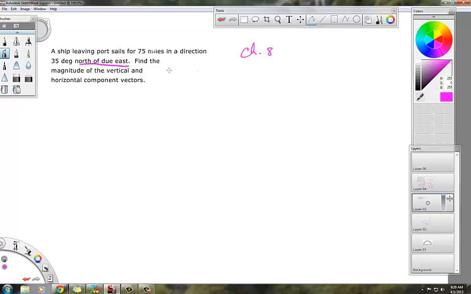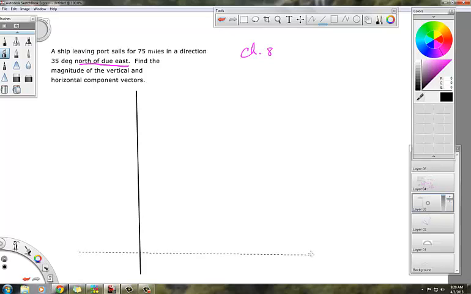And we are going to look at a problem involving a ship leaving port, sailing 75 miles in a direction 35 degrees north of due east. So what I'm going to do is lay out a compass first, and I'm going to focus in on the first quadrant. So I'm going to make a little strategic XY axis, which is going to become a compass here.